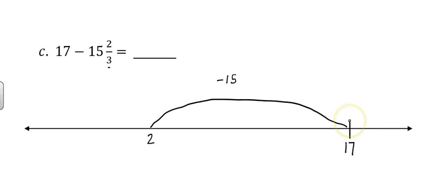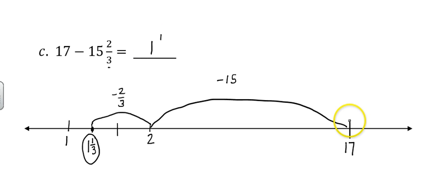Now I have to subtract the 2/3. The next whole number down would be 1 whole, and I need to divide the section between the 1 and the 2 into thirds, and I need to show that I'm going to hop back 2/3. I land at 1 and 1/3. My final answer then is 1 and 1/3.